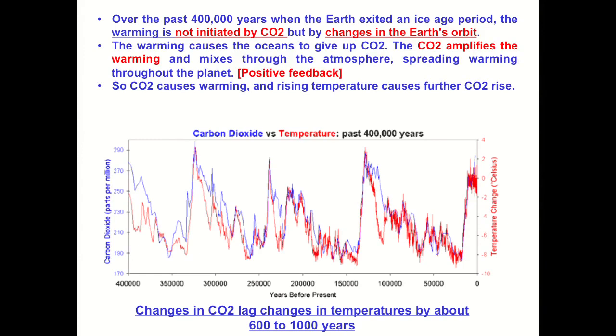Of course, man has come along, and within 200 years, we're starting to do the same thing that takes that length of time to occur.